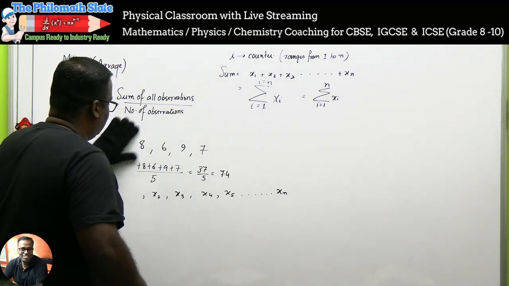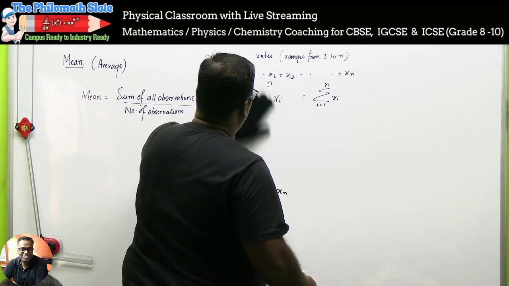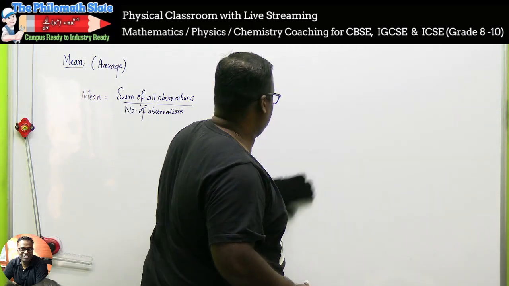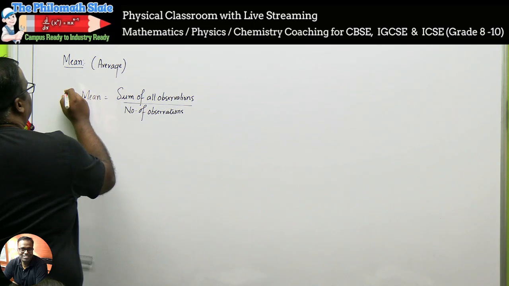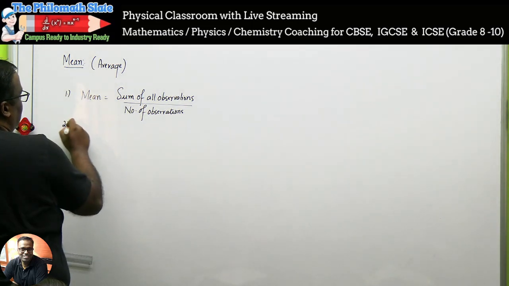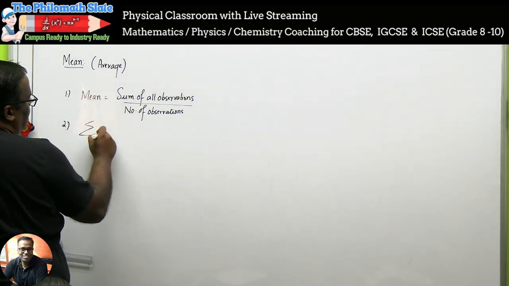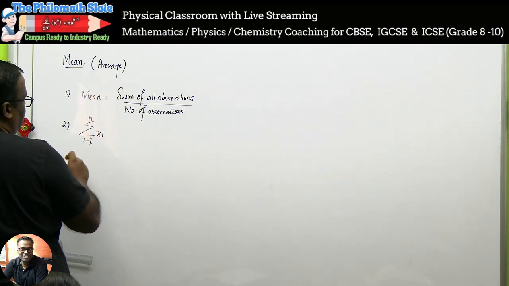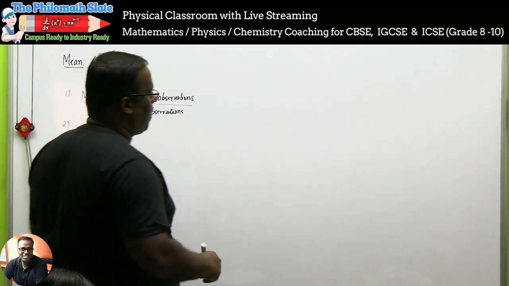So far, what did you understand? So far you understood that this is the formula, and you understood another notation, how to write sigma xi, and you wrote i varies from 1 to n. This is something that you have learned. Now let's see the third thing.